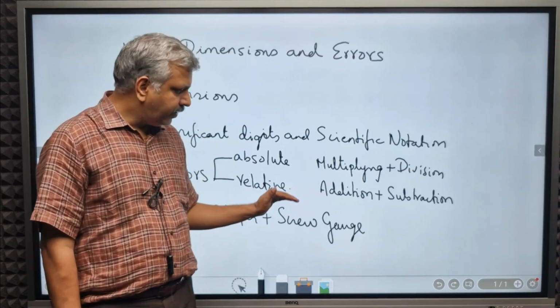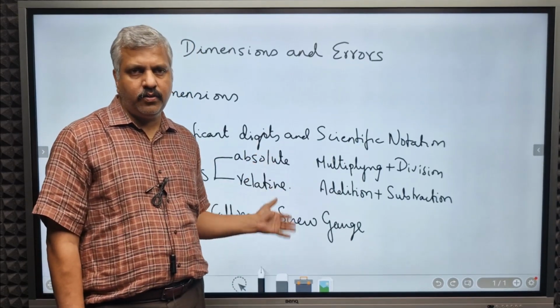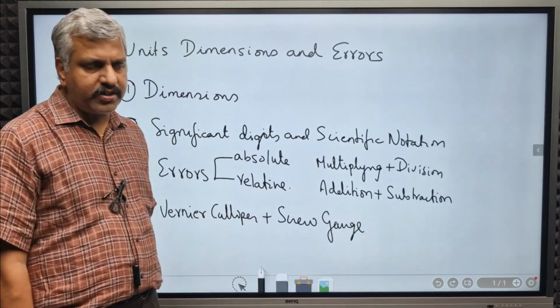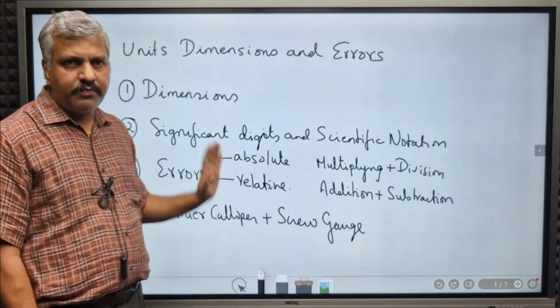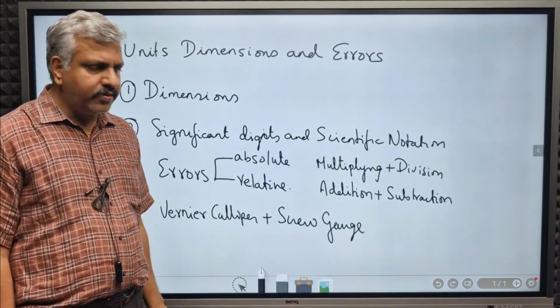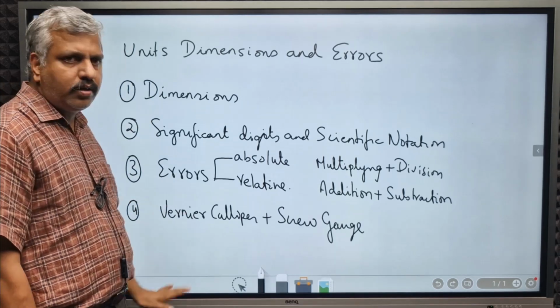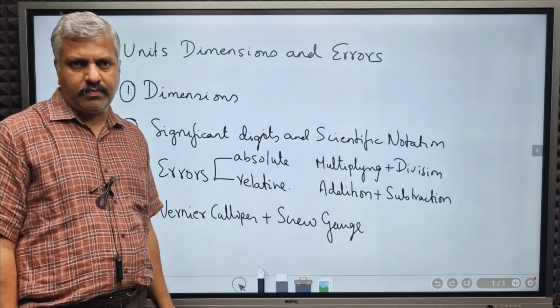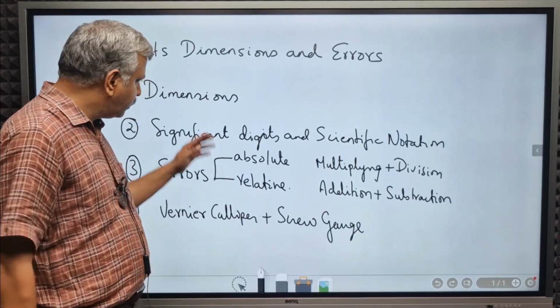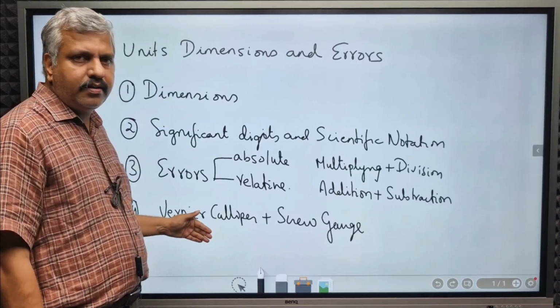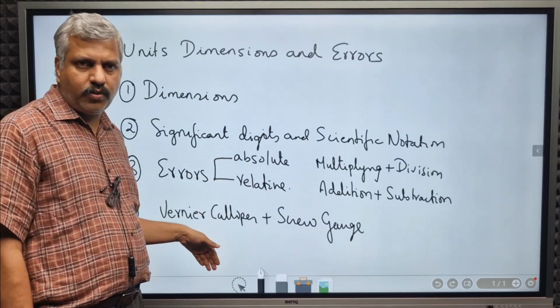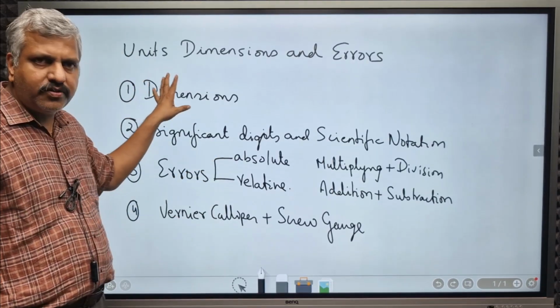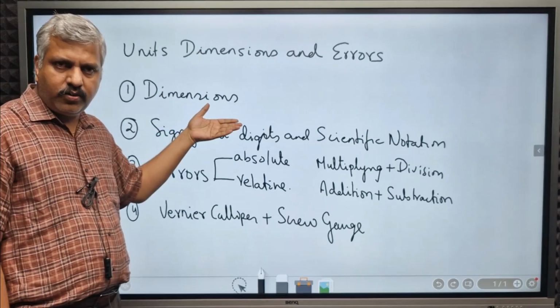Okay, now let me just take a little time and explain to you the different concepts which are there in this particular chapter. So we are talking about units, dimensions and errors. Students, in this I can think of these four categories from where your questions can come. Whatever question comes in the exam can be classified into one of these four categories. So you can have questions based on dimensions. As you keep working out, you will see.